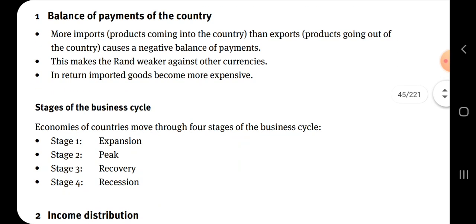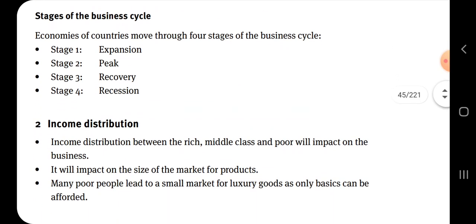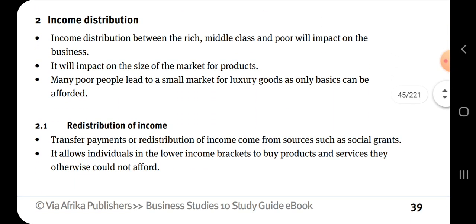You cannot control the stages of the business cycle. You cannot control income distribution and redistribution. Income distribution is the level of how rich the rich are and how poor the poor are. So it will impact the size of the market for a product. Many poor people lead to a small market for luxury goods.